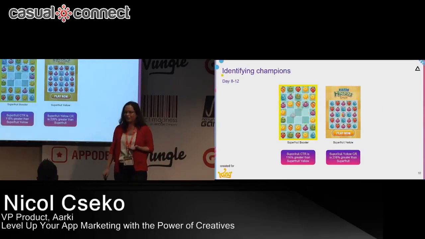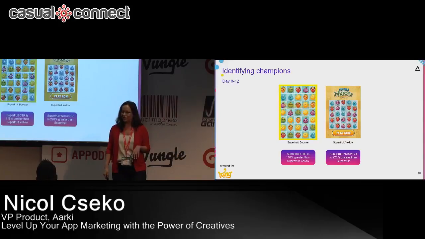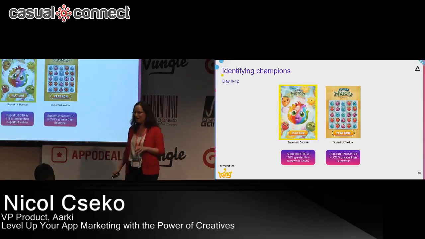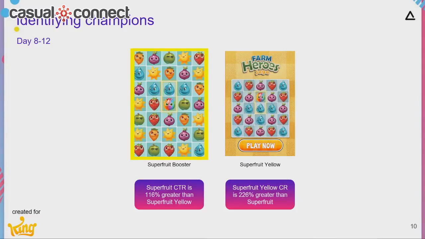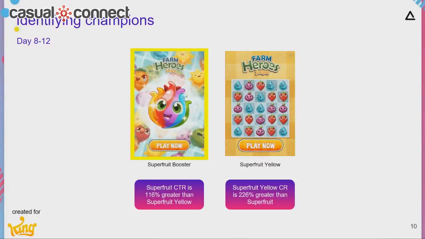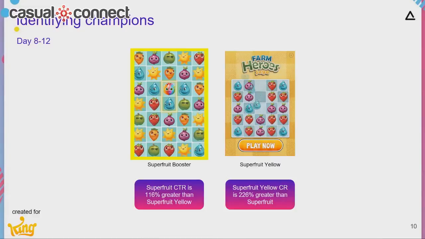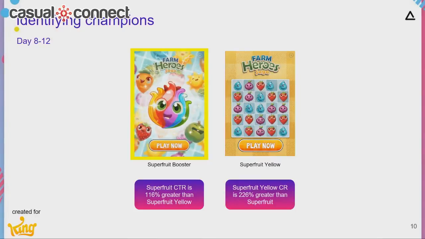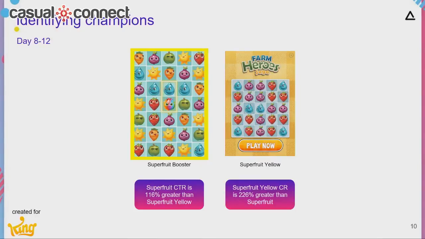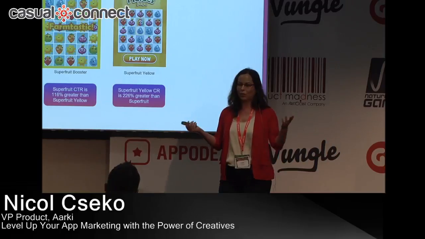And then we saw very clearly, pretty early on, that unfortunately Strawberry was not as popular amongst our users. But we saw that 2 of the creatives, in different ways, both contain the Superfruit booster, which is this multicolored booster. One treatment had a really strong CTR lift. The other treatment had a really strong conversion lift. So what are we going to do?